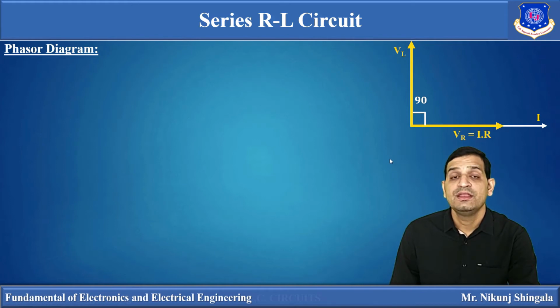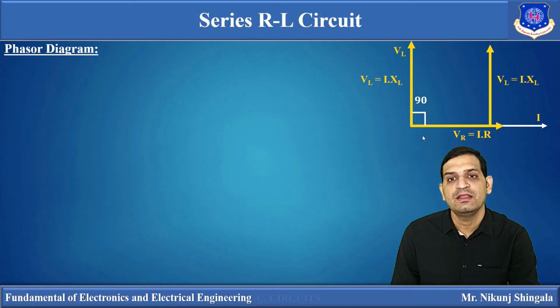Now the total voltage for the RL circuit is the phasor sum of the voltage drop across R and the voltage drop across L. That is, V is equal to the phasor sum of VR and VL. So we have to find the resultant phasor. To find the resultant voltage, we take the projection of VL over here. VL can be represented by I into XL. Now V is the resultant voltage, which is the phasor sum of VR and VL, so V will be in this direction. V is represented by I into Z. How we are getting I into Z, that we are finding out.